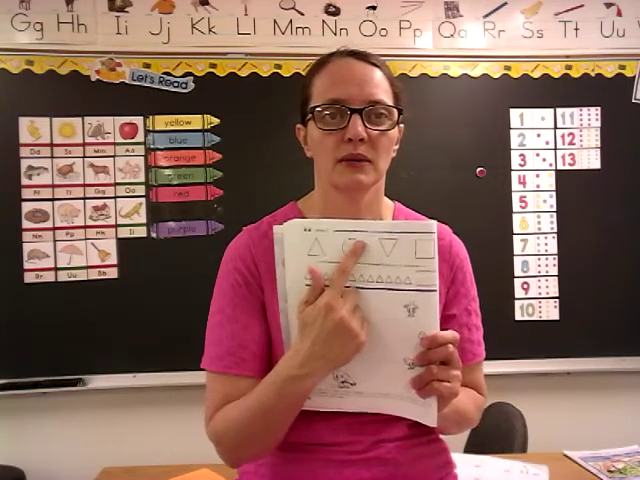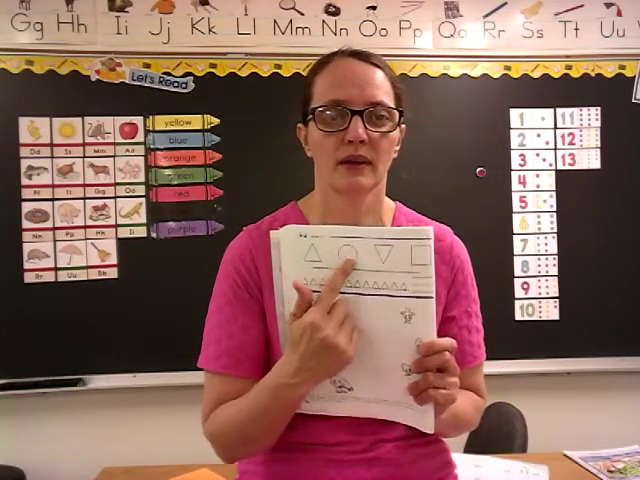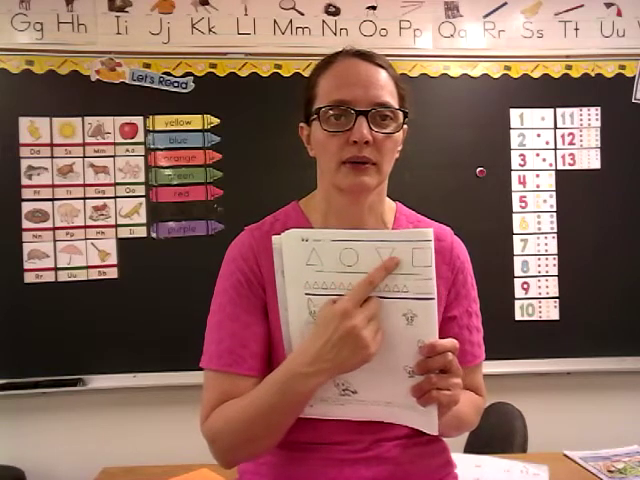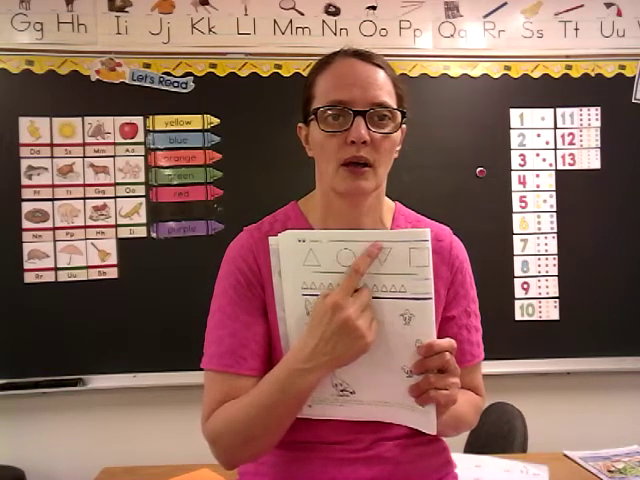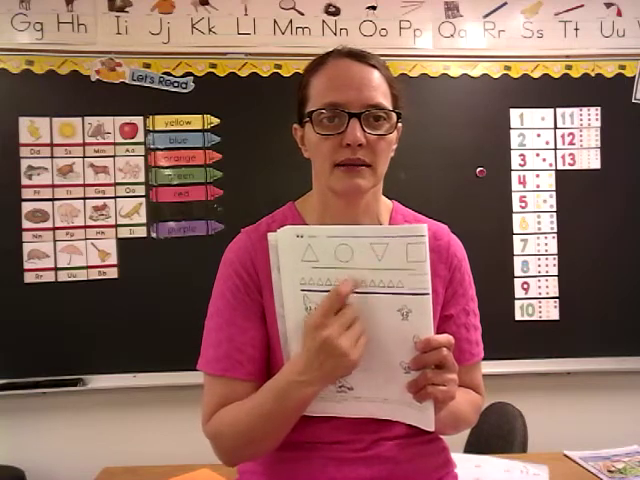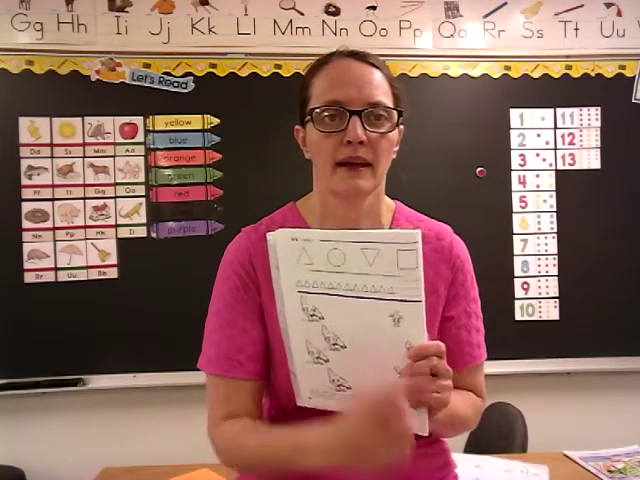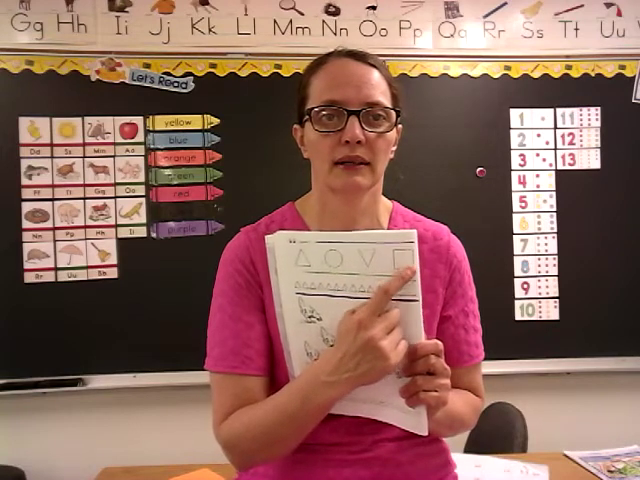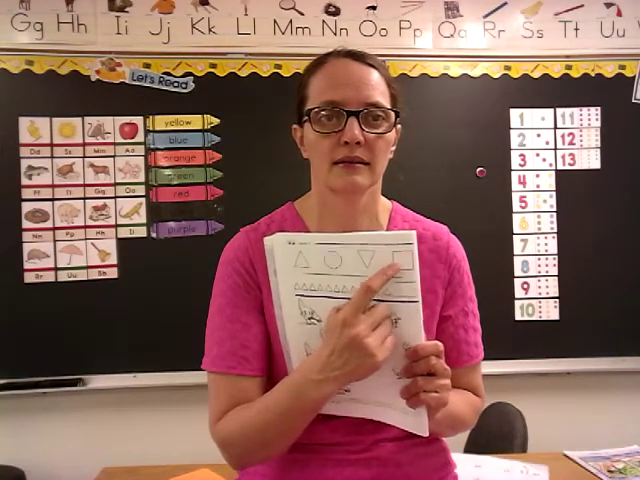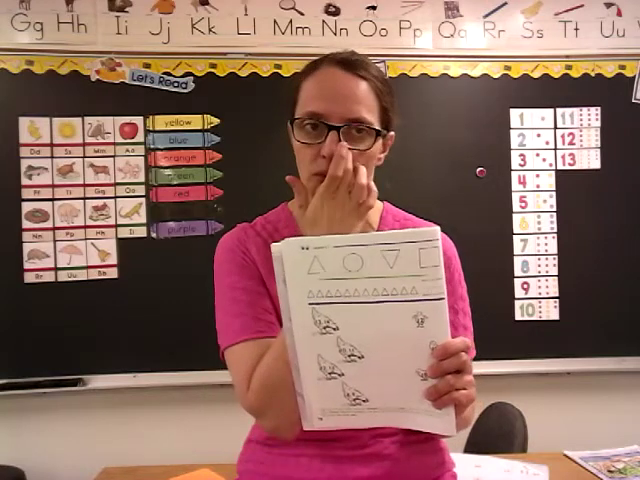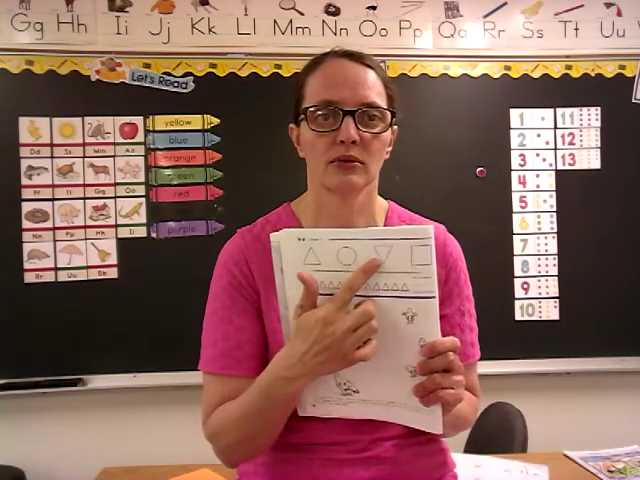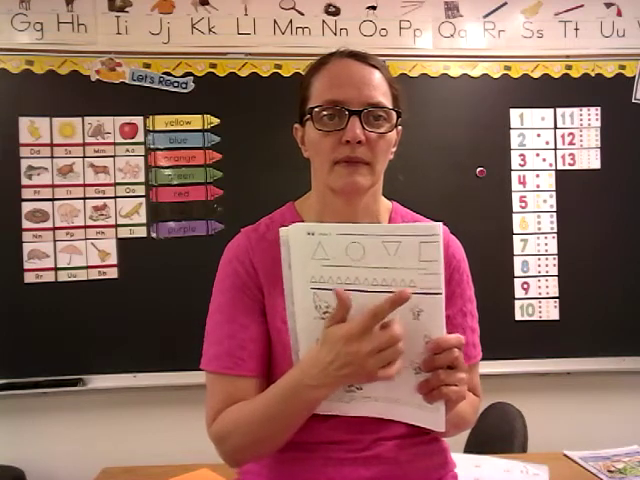Everybody knows this one. It's a circle. Here we have another triangle. It's pointed a little different, but it has 1, 2, 3 sides, so that makes it a triangle. And then this last one has 4 equally lengthed sides, and that makes that a square. So we have triangle, circle, triangle, square.